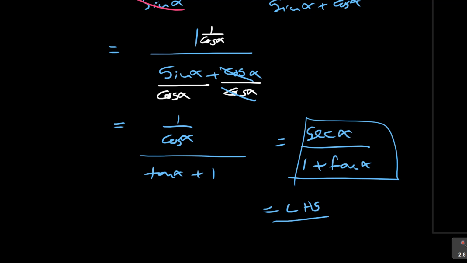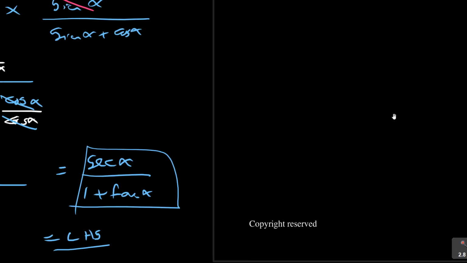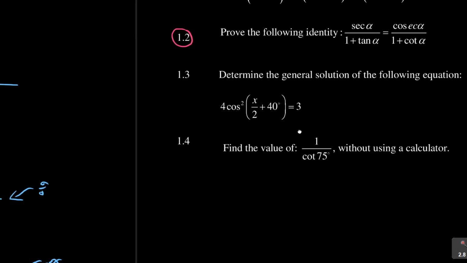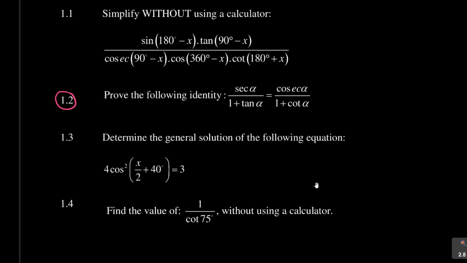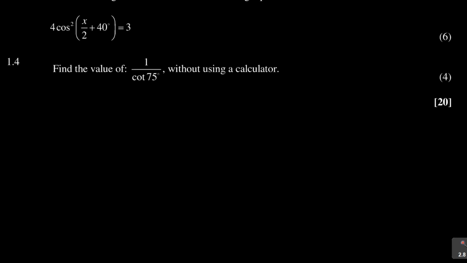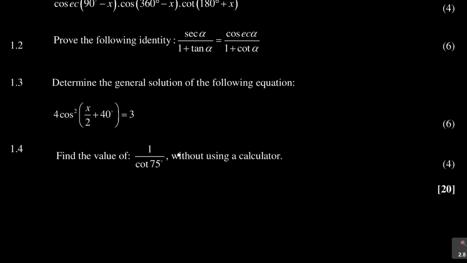I hope it is in a way assisting you guys whenever it comes to proving these identities. So that was that, and it gives you 6 marks. Well, I don't think it deserved the 6 marks, but anyway, that was that. So now let's move on to the next one, 1.3.